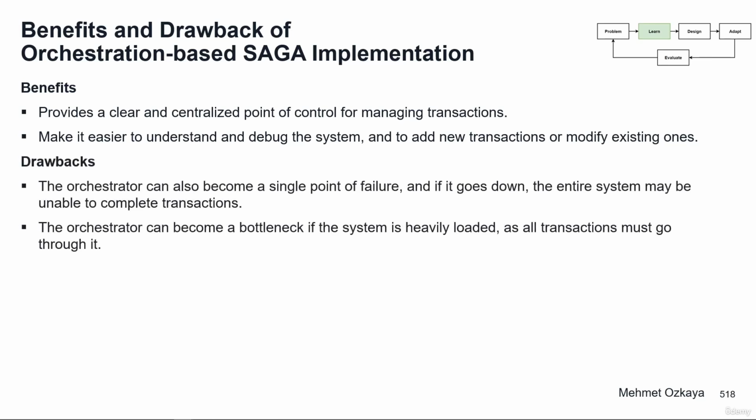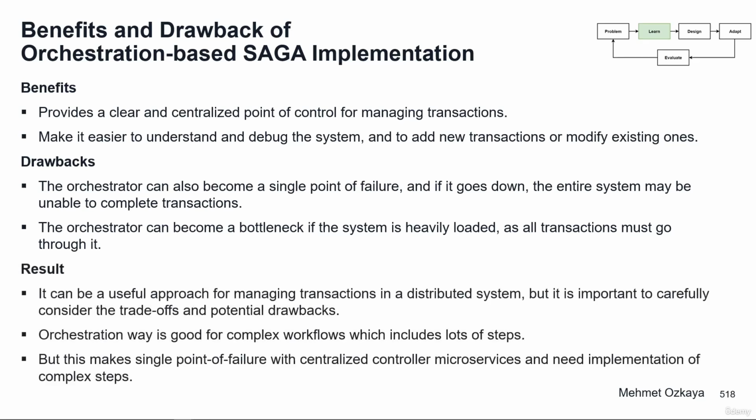However, the orchestrator can also become a single point of failure, and if it goes down, the entire system may be unable to complete these transactions. Additionally, the orchestrator can become a bottleneck if the system is heavily loaded, as all the transactions must go through it. So that's why we should be careful about that.